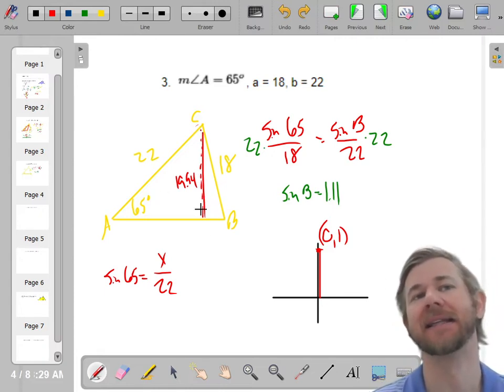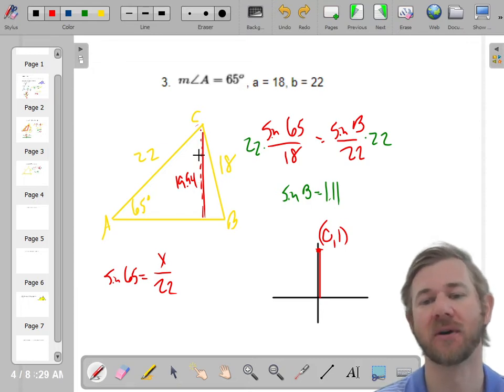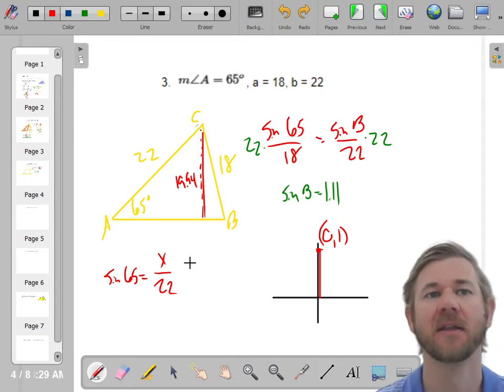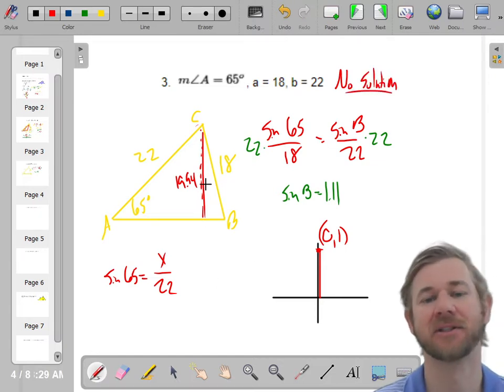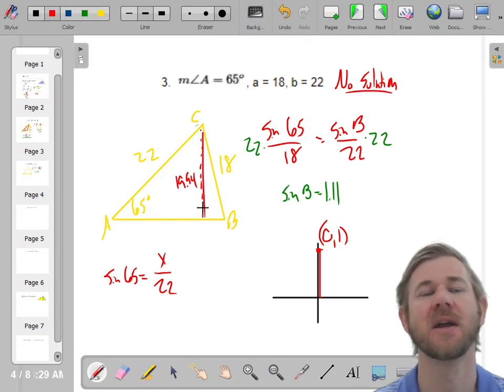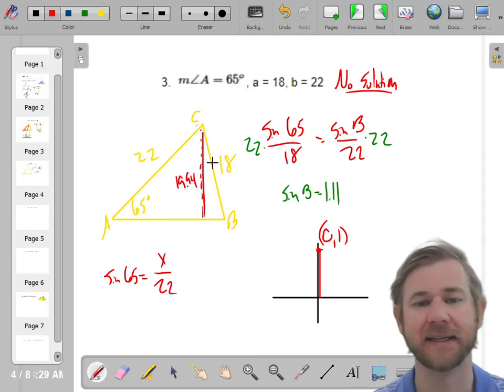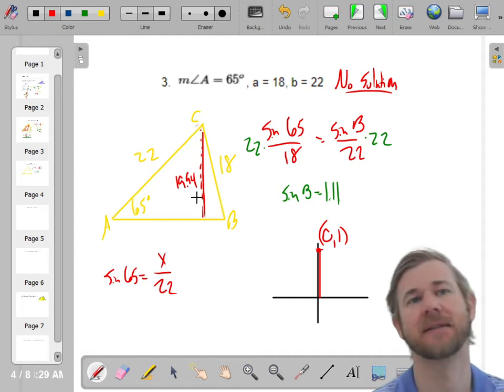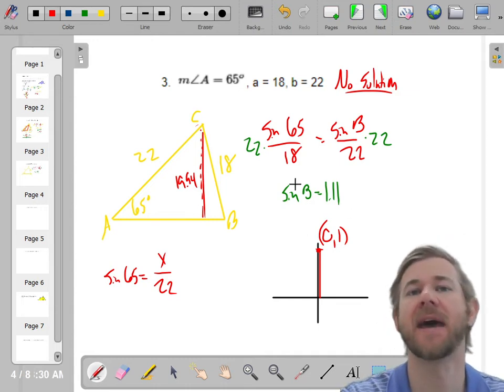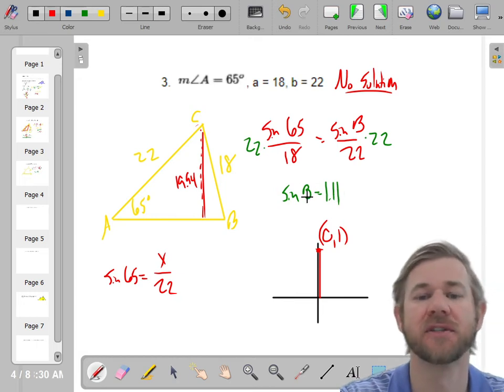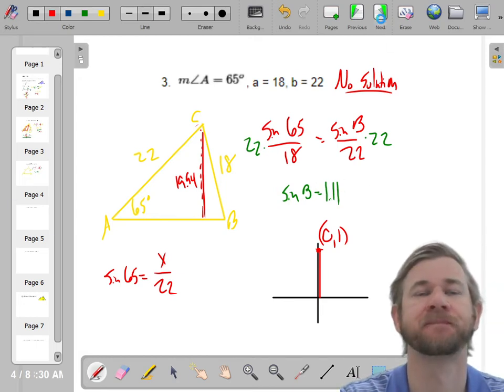If this is not at least 19.94, then you cannot draw this triangle. So this is impossible. There is no solution. This triangle does not exist. You can't draw this triangle because this altitude actually needs to be 19.94, so this has to be much longer than 18. It can't be 18. It's got to be at least 19.94 to even form a triangle. So this one's no solution. And I know that because you cannot take the inverse sine of something bigger than 1.